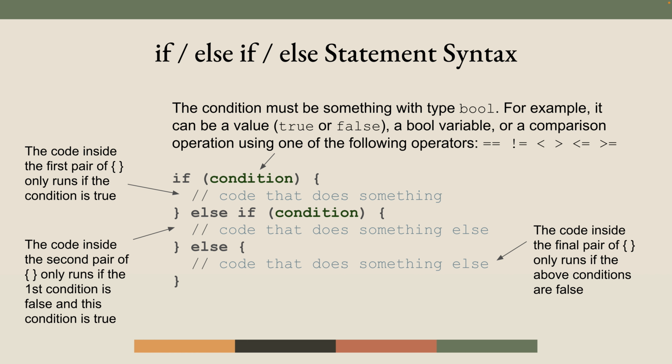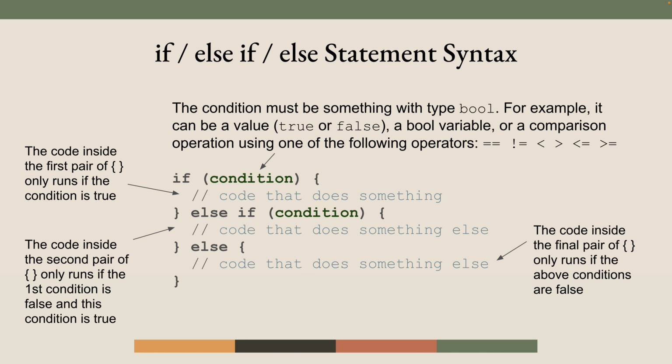And the code in here will only run if the condition in the else if is true. And then finally, if everything above is false, then we run whatever's in the else case. Note that only one of the 3 here will run. If this first block is true and it runs, then it skips everything after that. So only one of the 3 will actually run.